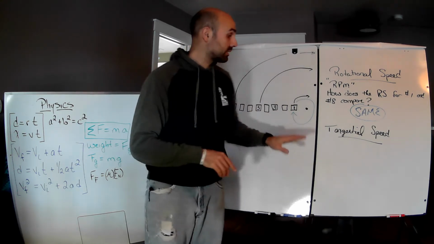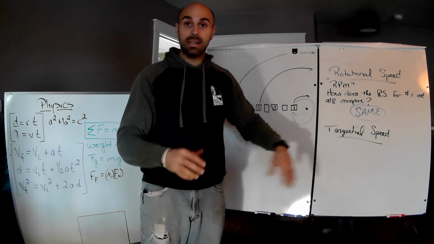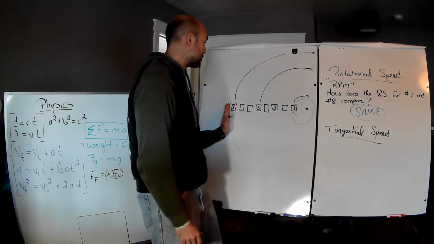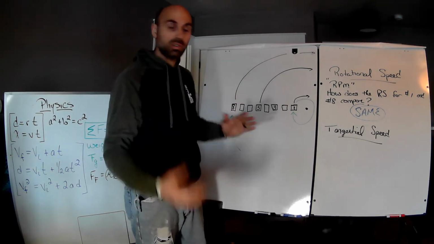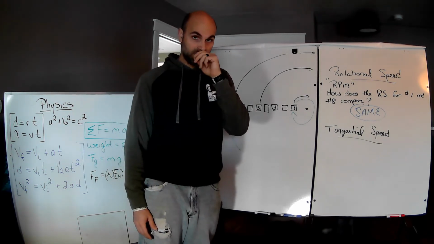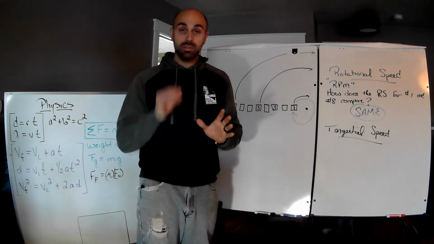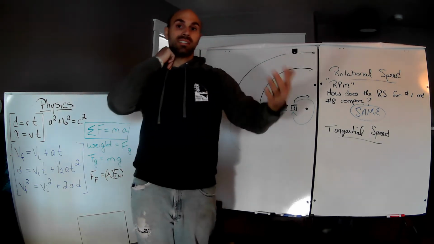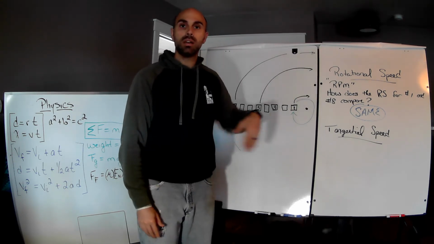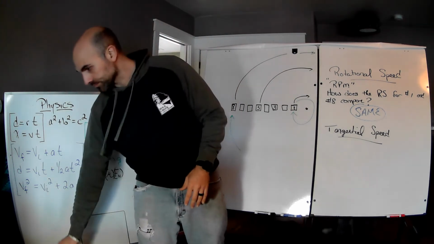Now, let's talk about their tangential speed. And remember, tangential speed is the speed as if you're traveling in a straight line. And remember, a circle is made up of a whole bunch of straight lines going around. For this, we need to think about the distance being covered now. Not necessarily how many circles are being covered, but the distance that's being covered.